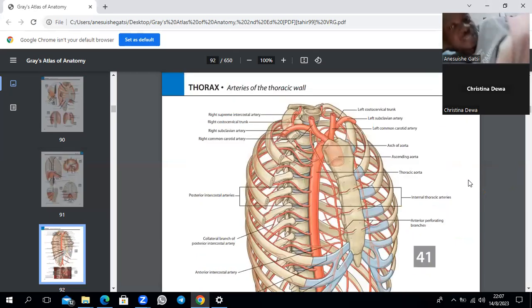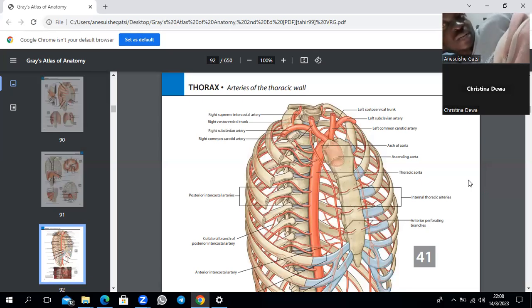Then arteries of the thoracic wall. So remember I said each intercostal space has an artery, a vein, and a nerve, right? So what really happens is, I'll assume you know a bit of biology, that from the heart exits an ascending aorta. Then the ascending aorta becomes the arch of the aorta. The arch of the aorta, on the left rather, gives us the common carotid and the left subclavian.